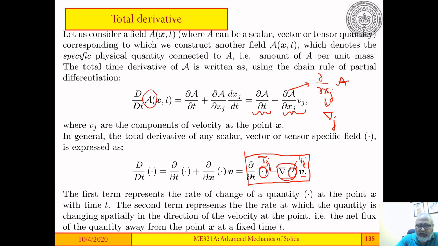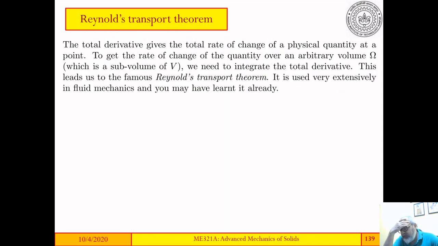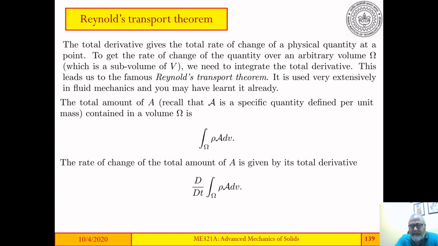Okay, so another way of looking at it is to look at what is known as the Reynolds transport theorem. You might have done this already in your fluid mechanics courses. We are not going to derive it, but the Reynolds transport theorem says pretty much the same thing, but from a different point of view.